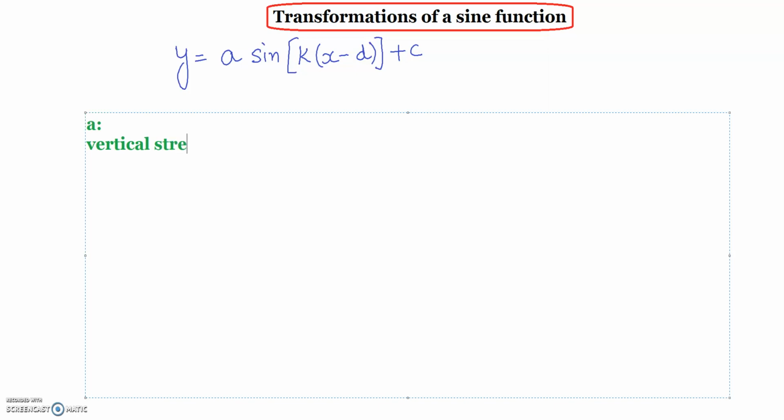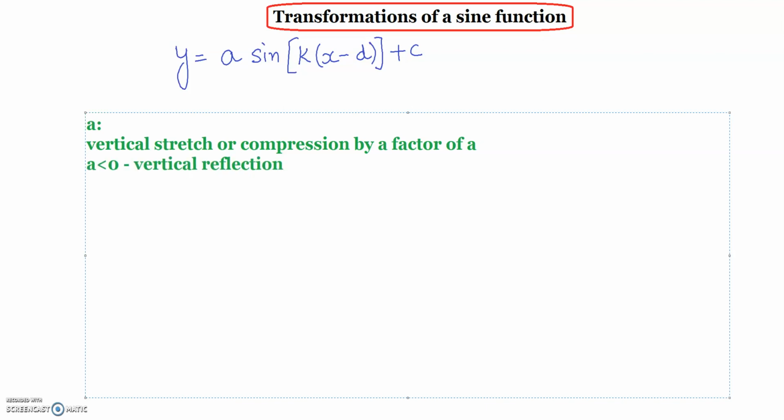Vertical stretch or compression by a factor of a. When the value of a is less than 0, meaning it's negative, then we have a vertical reflection. And then for the amplitude, we have the absolute value of a.